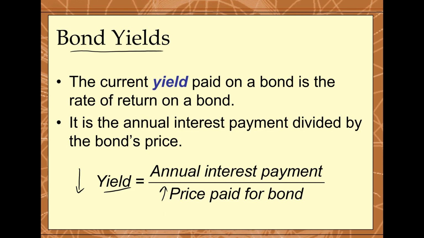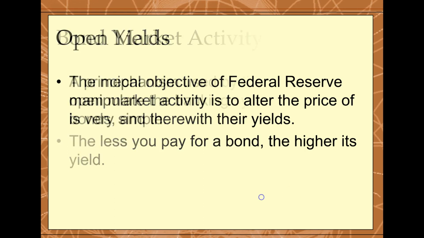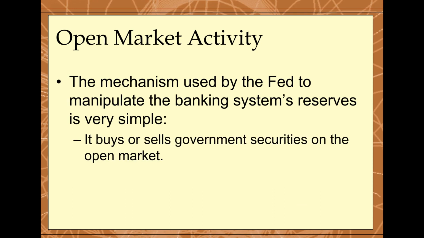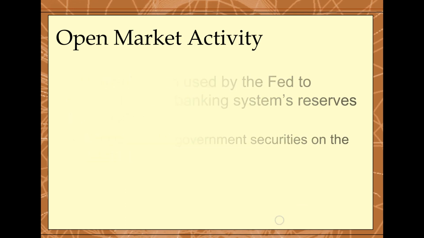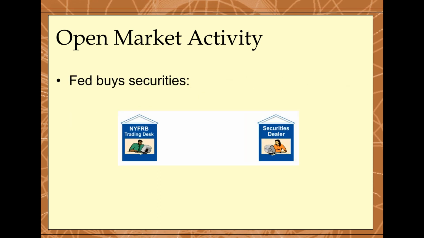If they sell bonds, that means there are more bonds out there in the market. That means the price goes down, and that means the yield goes up. That's one of the reasons why sometimes you hear the price of bonds and yields are inversely related. So the mechanism used by the Fed to manipulate the banking system reserves is very simple. It buys or sells government securities on the open market. And when the Fed buys the securities, the seller then deposits the proceeds of the sale in their banks, thereby affecting the amount of reserves in the system.